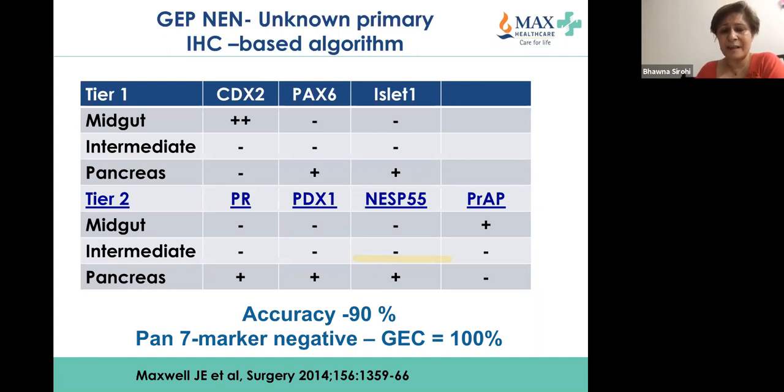So this paper was very good in trying to find out the primary with these simple immunohistochemistry markers: CDX2, PAX6, islet-1 is the tier 1, and then you go on to the tier 2 markers, and there was 90% accuracy in finding the primary in pancreas and midgut.